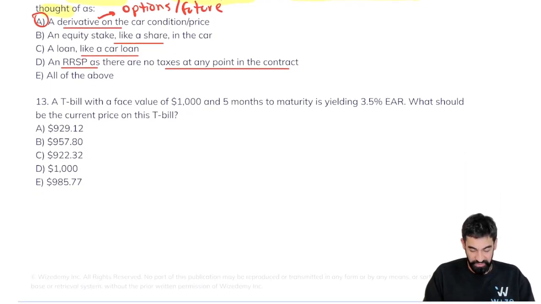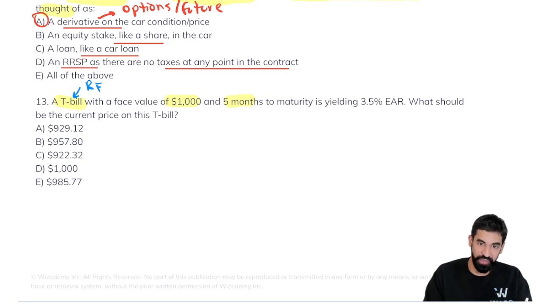Question 13, it says a T-bill with a face value of 1,000 and 5 months. So remember, a Treasury bill is basically a risk-free government bond that has no coupons. Normally a bond pays you like 4%, 5% a year, but a T-bill doesn't pay me any coupon. So do you think they have to sell me the bond at a discount or at a premium? They have to sell me the T-bill at a discount.